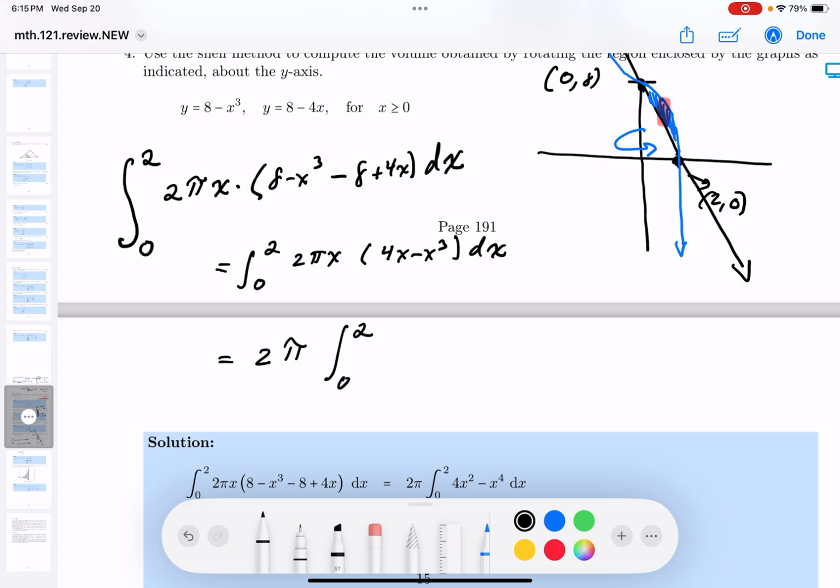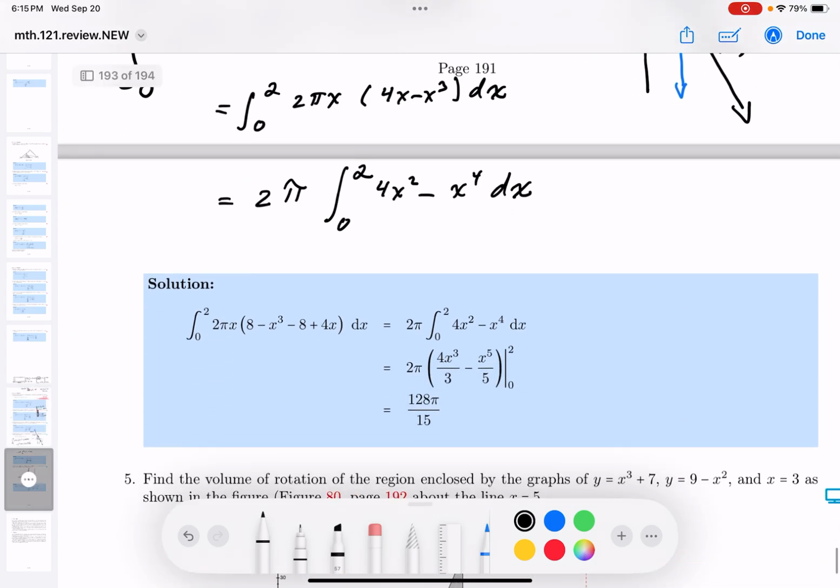And it's going to be 4x squared minus x to the fourth, dx. All right, let me think about that for a second. I want to integrate now. So what do you get? You get 2 pi. That's going to be 4x cubed over 3 minus x to the fifth over 5, from 0 to 2.